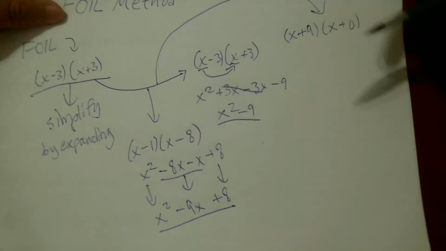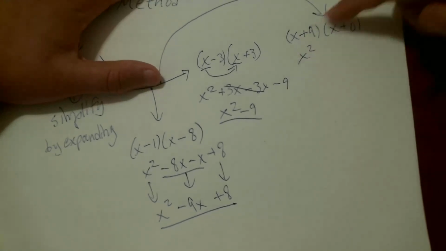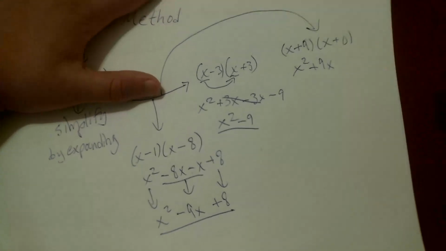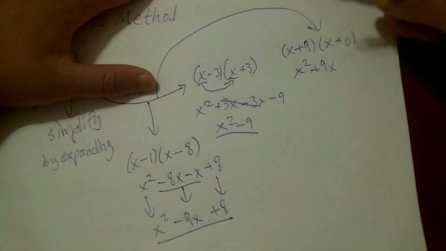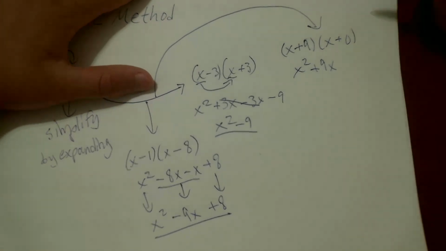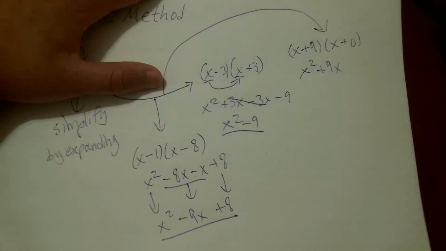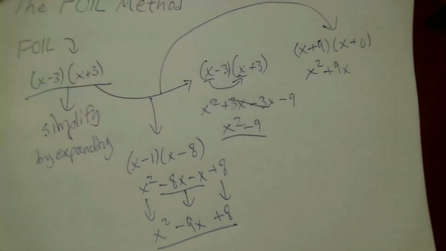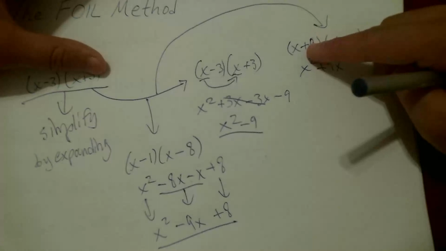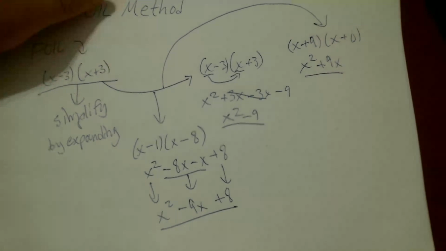So x times x would be x squared, plus 9 times x, so this is plus 9x. Oh wait, before we do plus 9x, we can also see that there is an x plus 0. So x times 0 would just equal 0, so we didn't really have to do that part anyway. Then comes the plus 9x part, and after that plus 9 times 0, which just equals 0, so we don't have to do that either. So this would just be our final result.